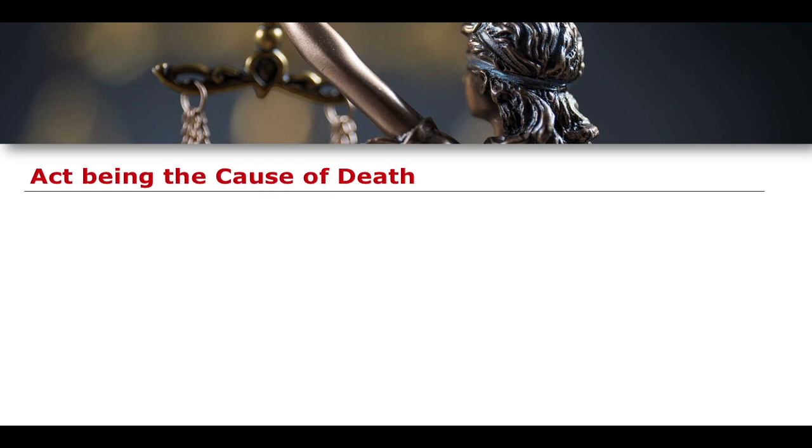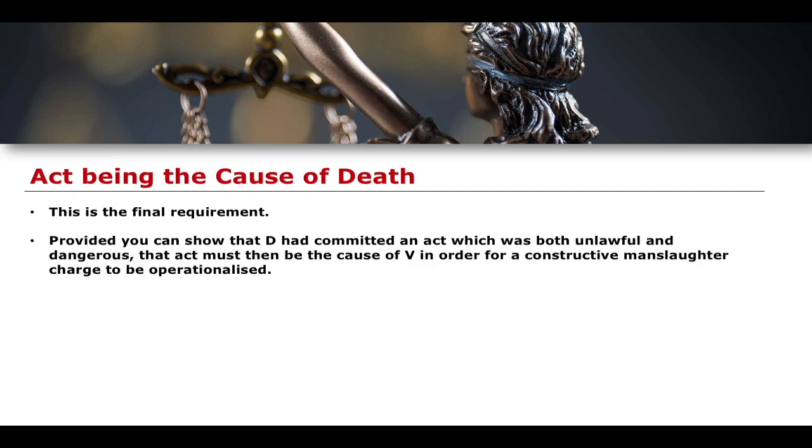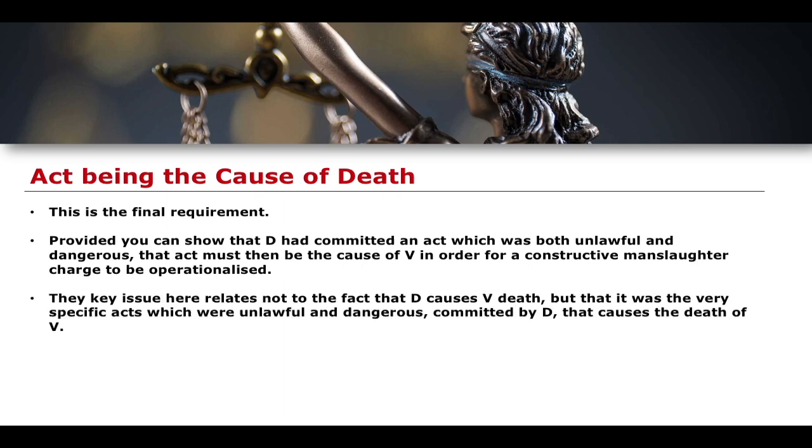The final thing, therefore, is that we have to have an unlawful act. You have to have that act be committed. So things like assault, if there's no mens rea for assault, then it can't be considered to be a constructive manslaughter. The act itself must be dangerous, and then the dangerous unlawful act must be the cause of death. This is the final requirement. Provided that you can show that the defendant has committed an act which is both unlawful and dangerous, then that act must be the cause of the victim's death in order for constructive manslaughter to be operationalized.